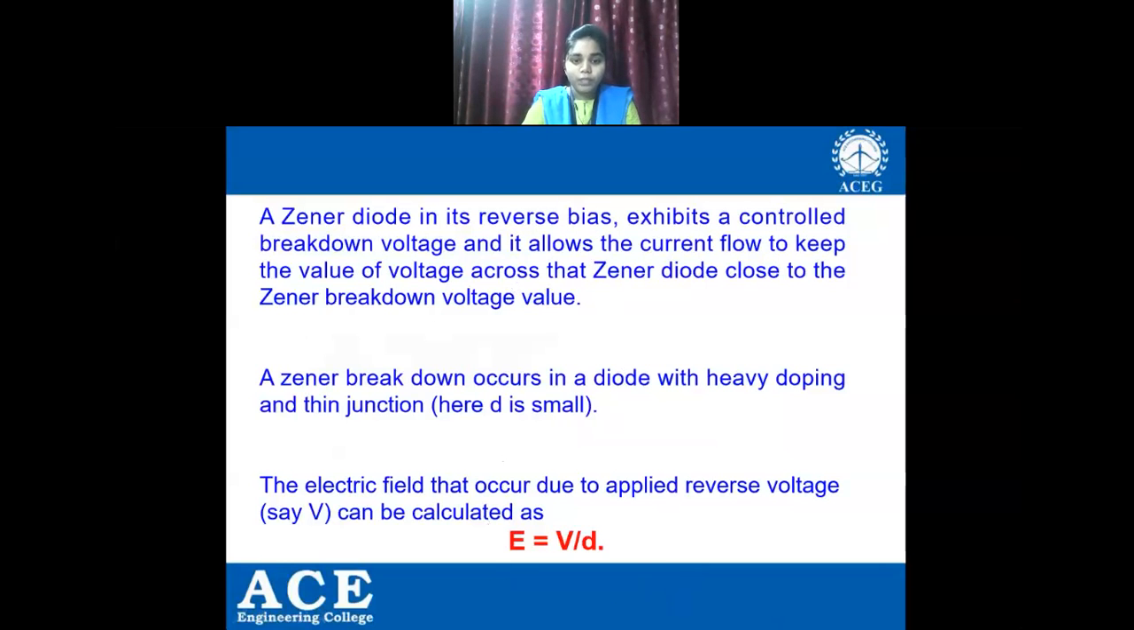Now, if you want to write the equation for electric field, we can put it in this format. The electric field that occurs due to applied reverse voltage can be calculated as what? E is equal to V by D, where V is what? Reverse voltage, and D is what? The width of the depletion region in our Zener diode.